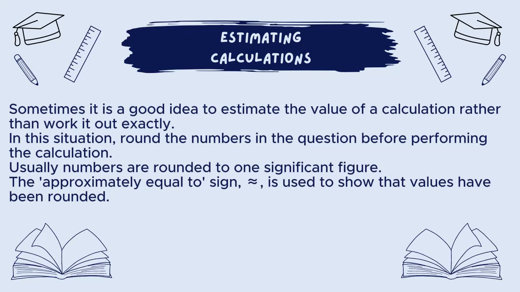Sometimes it is a good idea to estimate the value of a calculation rather than work it out exactly. In this situation, round the numbers in the question before performing the calculation. Usually the numbers are rounded to one significant figure. The approximately equal to sign is used to show that values have been rounded.